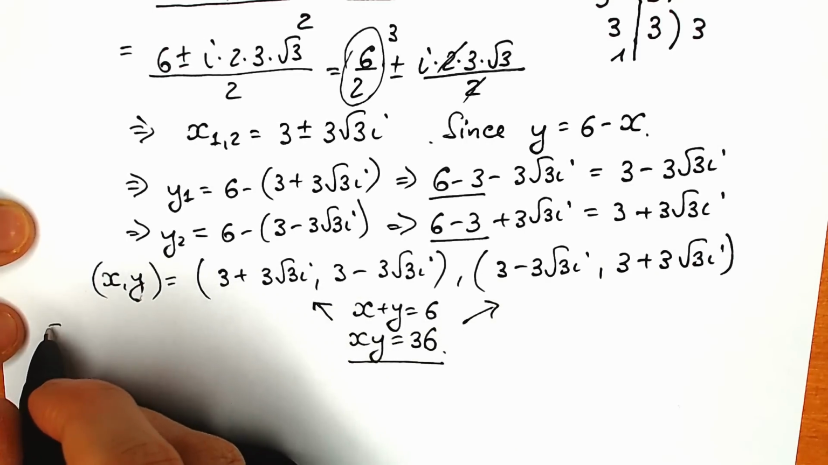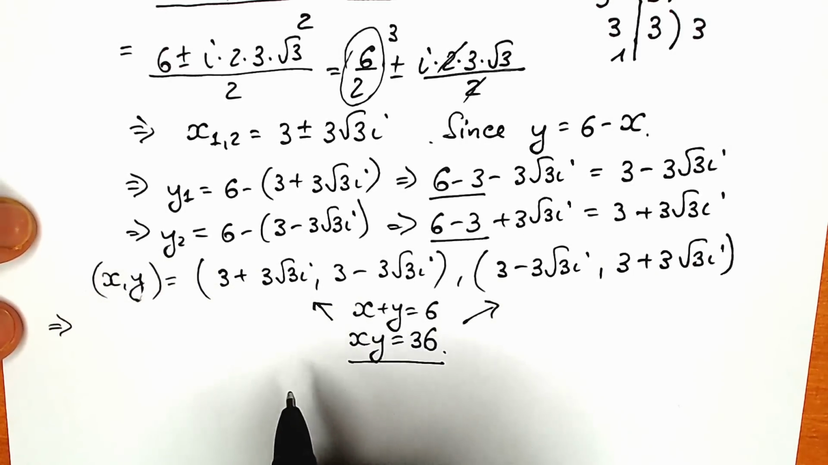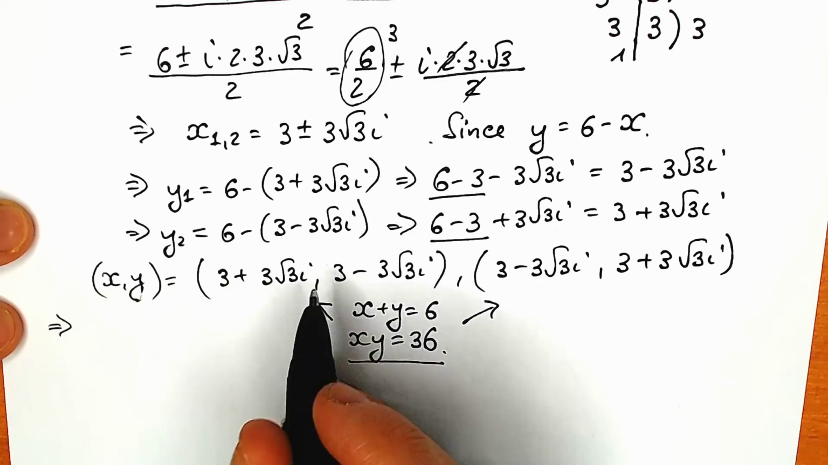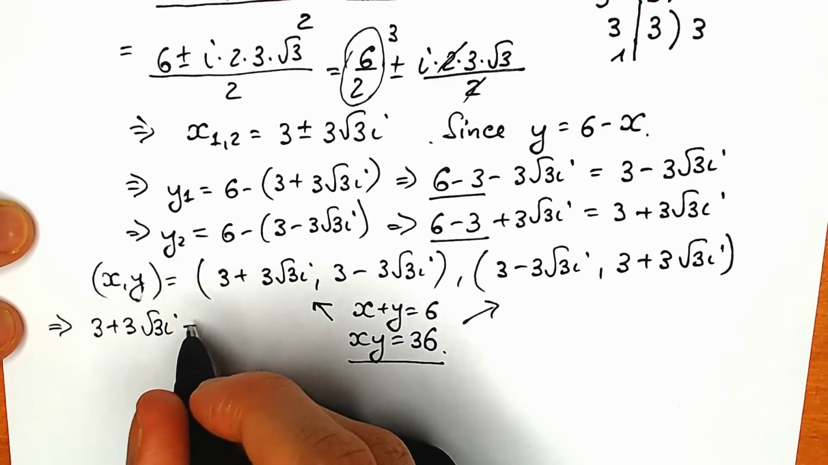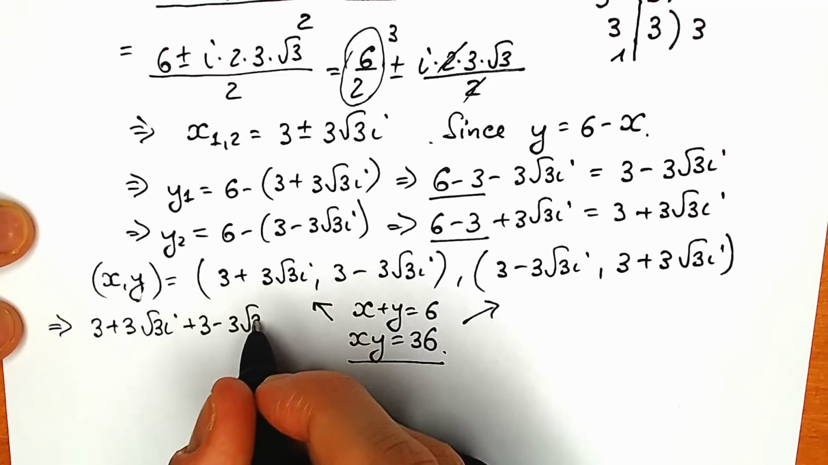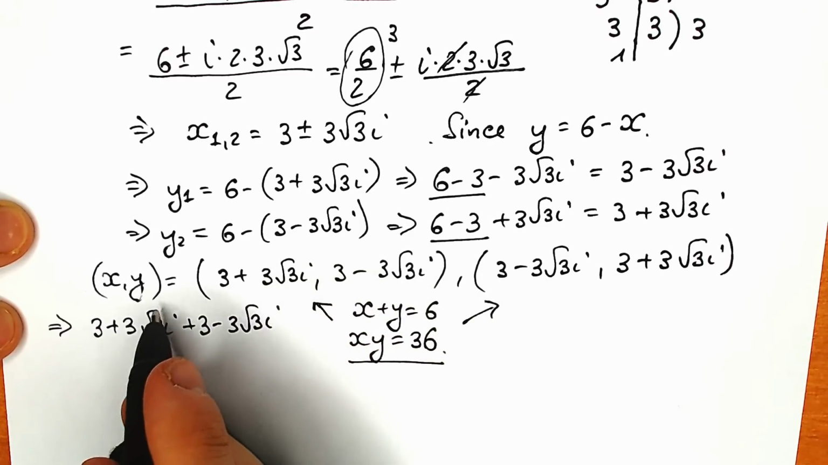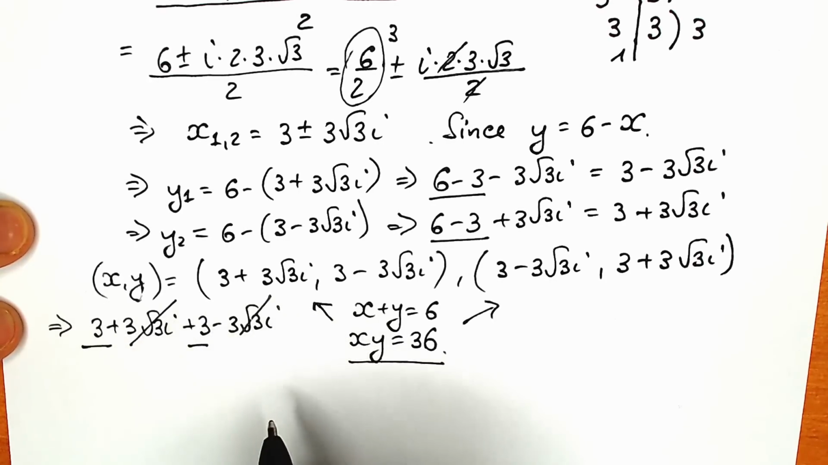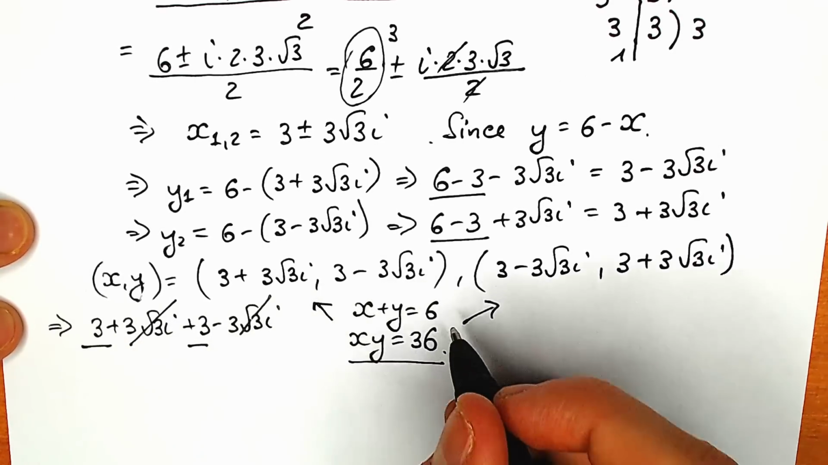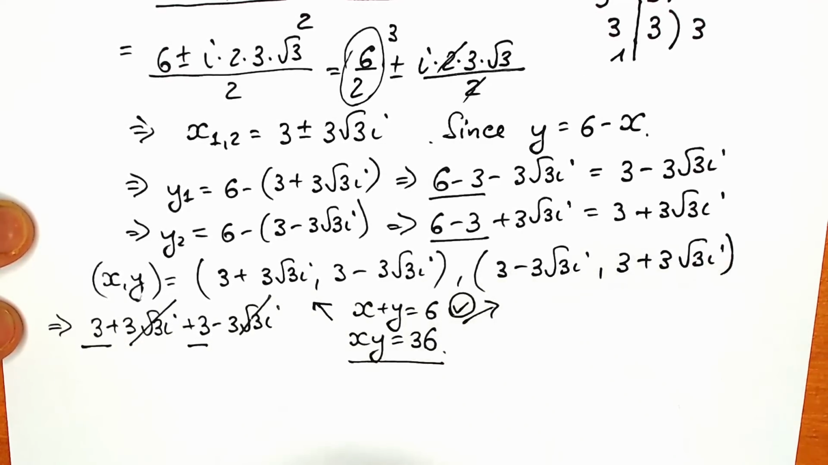For example, let's start with addition. So x plus y equals 6. Let's add this one to this one. We have 3 plus 3 square root of 3i plus 3 minus 3 square root of 3i. We cancel 3 square root of 3i and minus 3 square root of 3i. So we have 3 plus 3, we have 6. So addition works absolutely correctly.